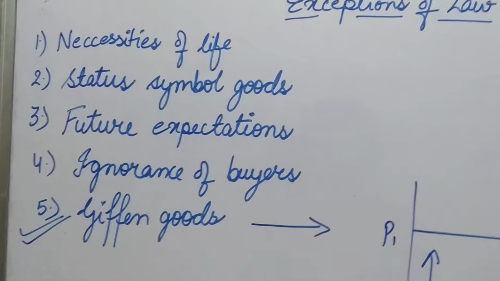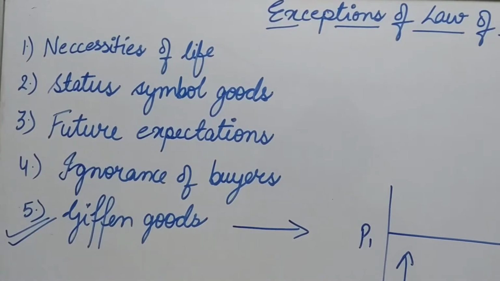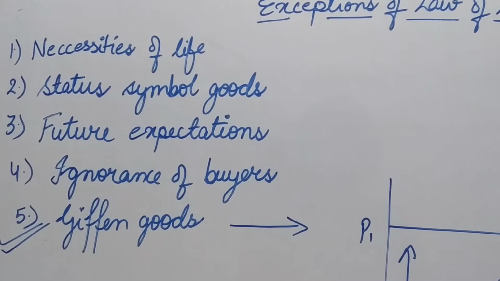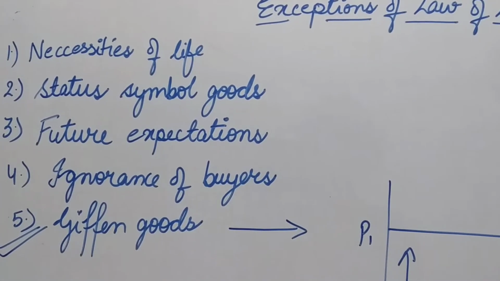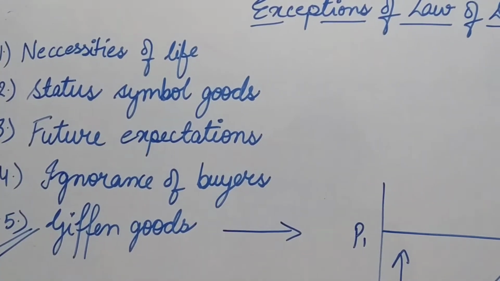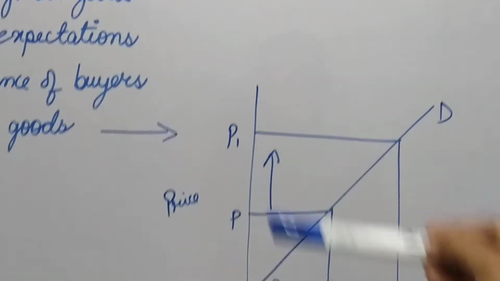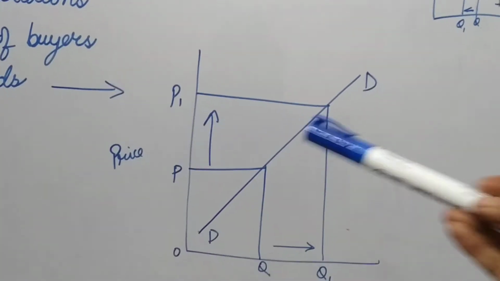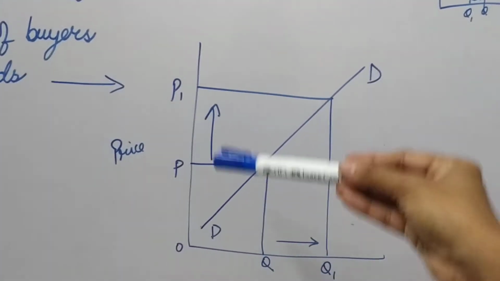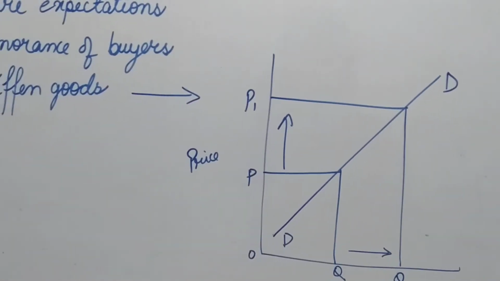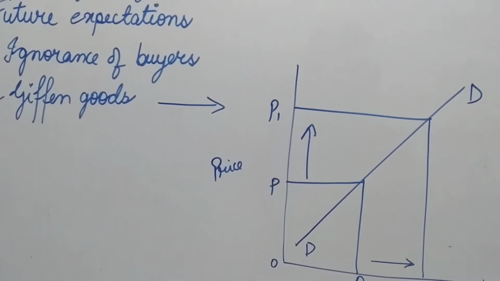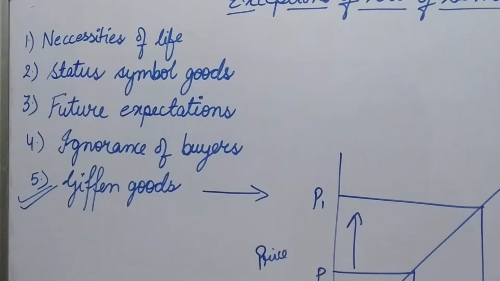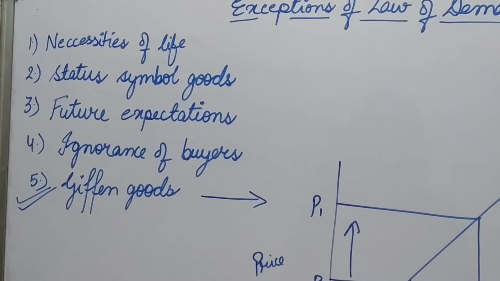The fourth one is the ignorance of the buyers. That means when a consumer is under the wrong impression that a high-priced product has better quality, quantity demanded increases at higher prices. Sometimes we purchase branded clothes, more quantity at higher prices, because most consumers, due to ignorance, feel that they can get better quality at higher prices.